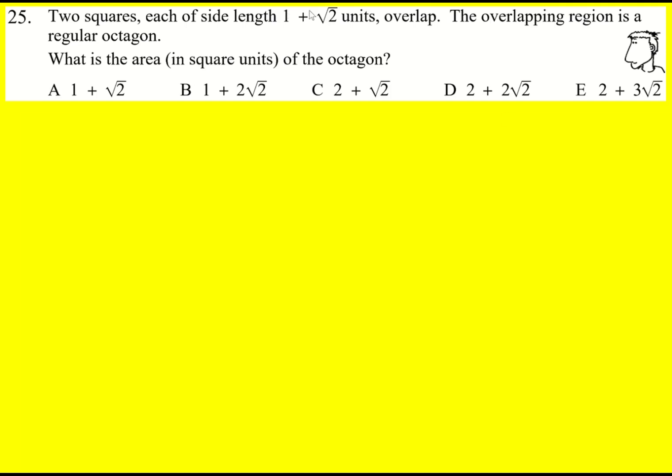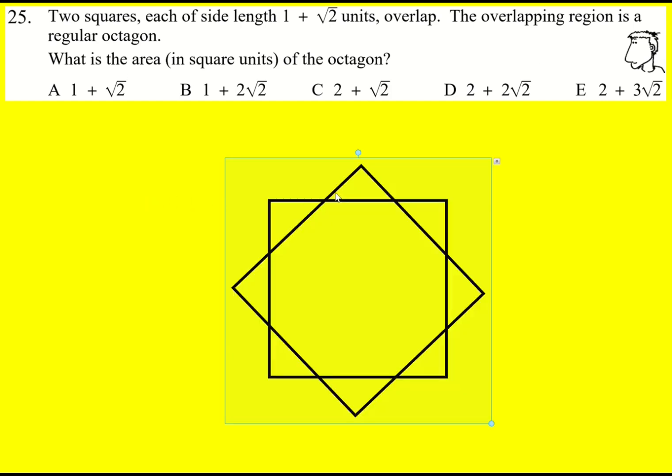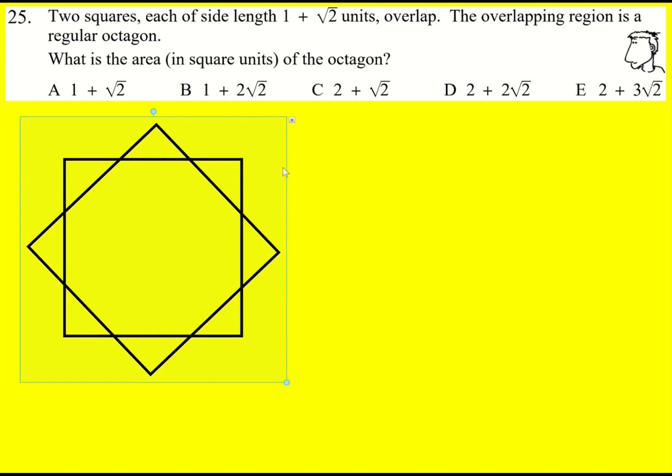Two squares, each of side length 1 plus root 2 units, overlap. The overlapping region is a regular octagon. So this is the kind of shape that we're going to get. And we're told that the length across here is 1 plus root 2.